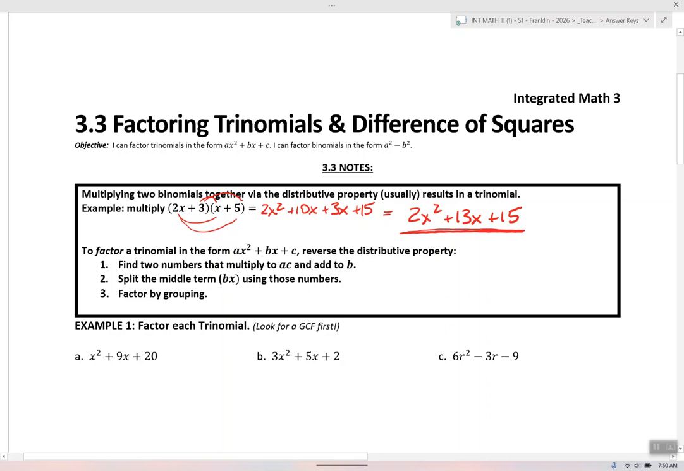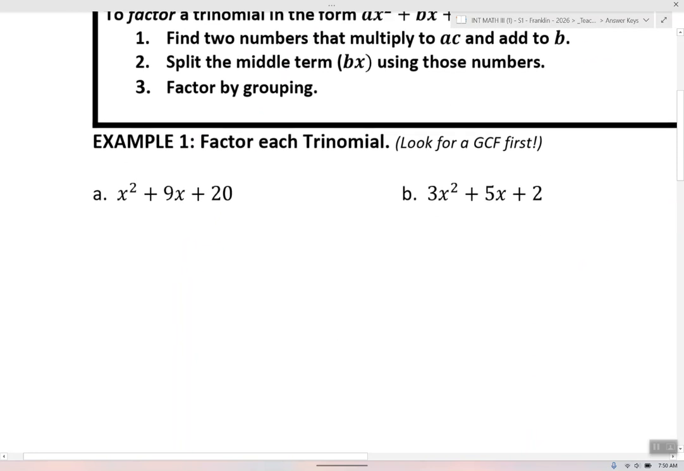And so to factor this trinomial, we would want to work backwards through that distributive property to arrive back at this factored form. So the way we do that from the trinomial step is typically referred to as the AC method. Sometimes people might use a big X to organize their numbers. But basically you find two numbers that multiply to AC and add to B. We split the middle term using those two numbers and then factor by grouping, which we looked at in the 3.2 notes.